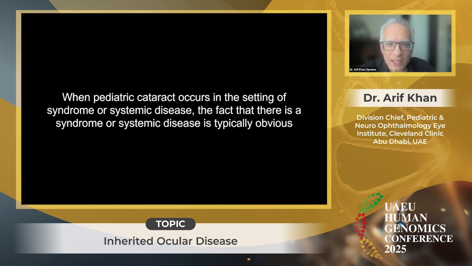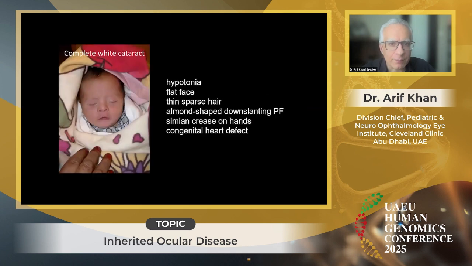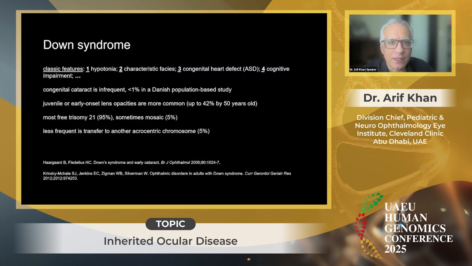Now, when pediatric cataract occurs in the setting of a syndrome or systemic disease, the fact that there is a syndrome or systemic disease is typically obvious. For example, here's a child with complete white cataract, and he's got hypotonia, flat face, thin, sparse hair, almond-shaped, downslanting palpebral fissures, congenital heart defect. Of course, this child has one of the most common syndromes that we see, Down syndrome.